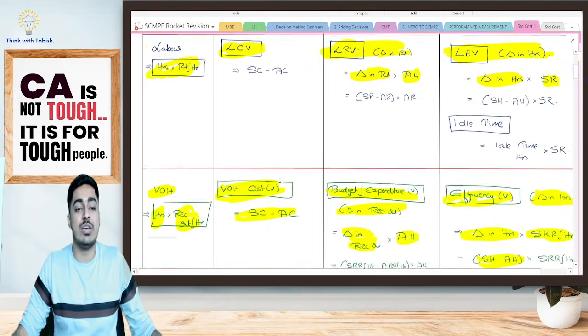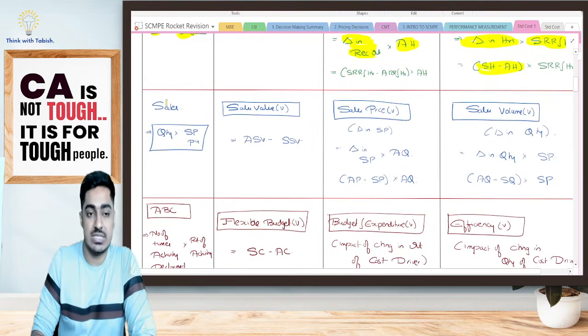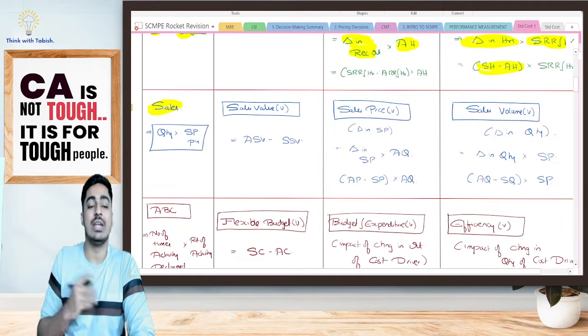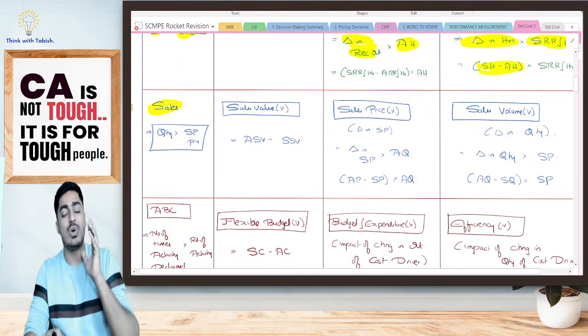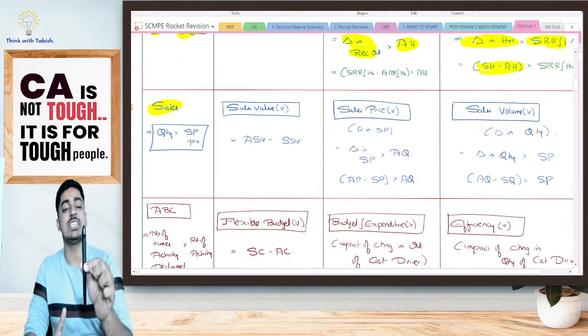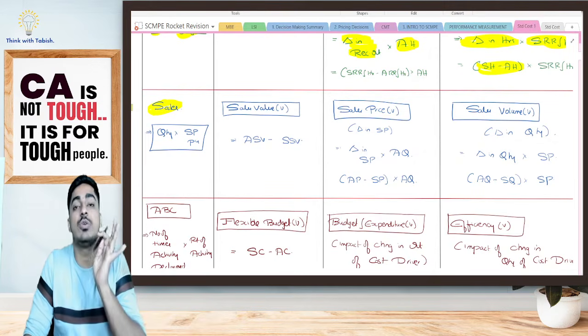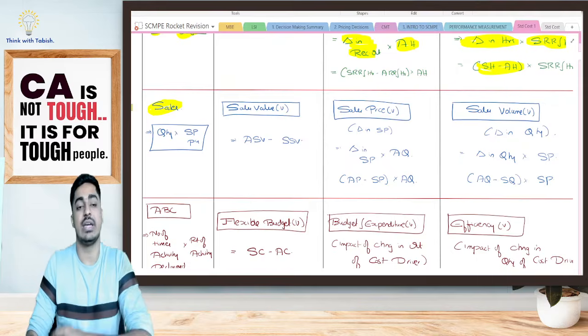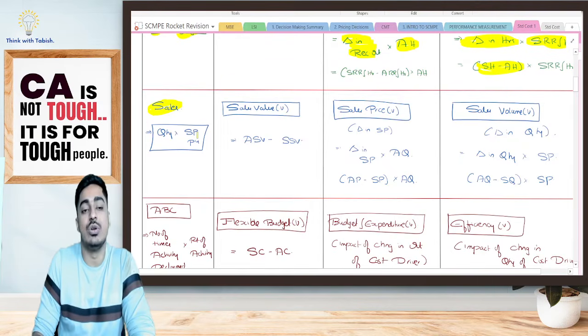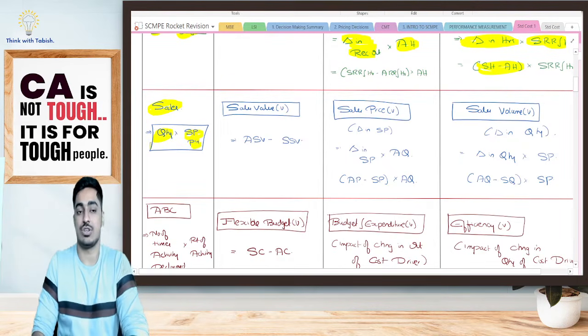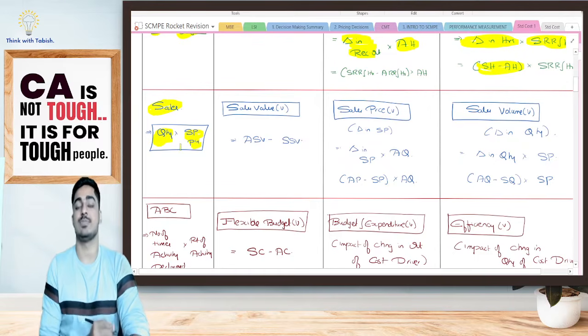Now let's quickly go to sales variance. Fixed overhead cost variance, we'll come to it later on. Sales variance. How do I get my sales, students? Suppose I am selling this pen. 10 pens I have sold. Every pen I have sold at 30 rupees. What is my total sale value? 300. How did I get it? It is quantity sold into selling price per unit. Yes or no? It's my quantity into selling price per unit.